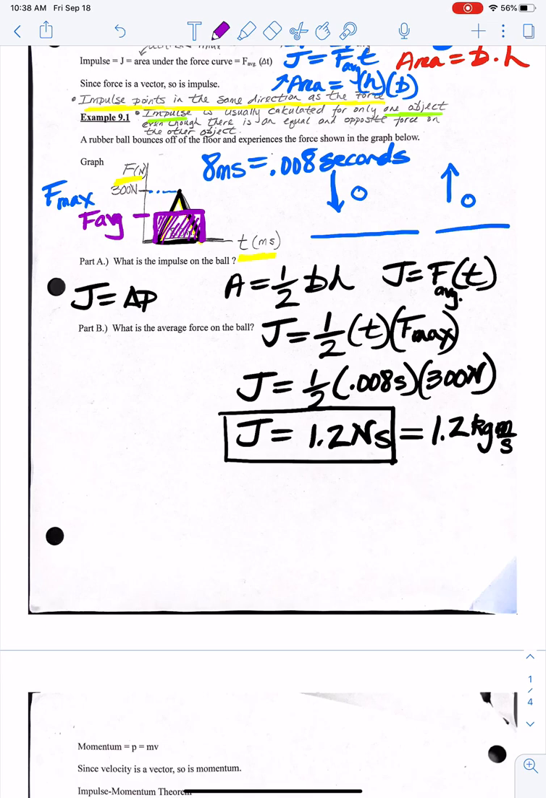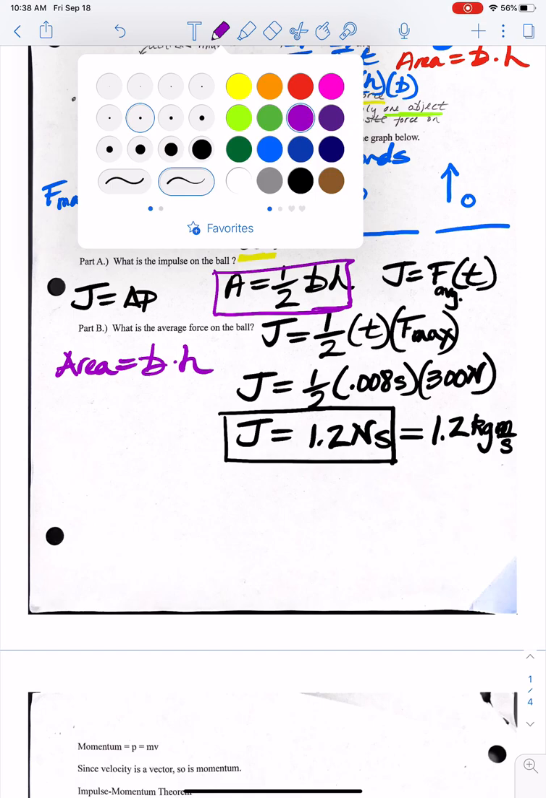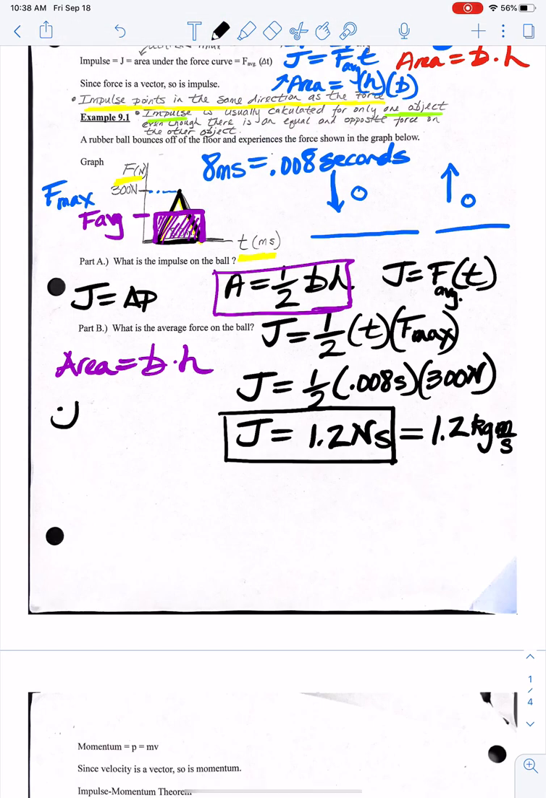Since we're looking at the shape of a rectangle, we know that for a rectangle, area is just equal to base times height, without the 1/2, as we did for the triangle up there. And so we can say that this time, J is equal to F average times T, and it's the same T value.